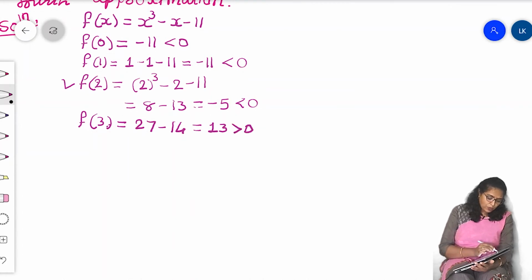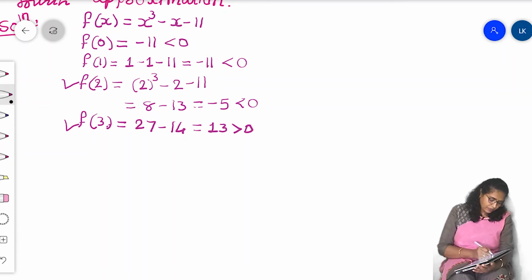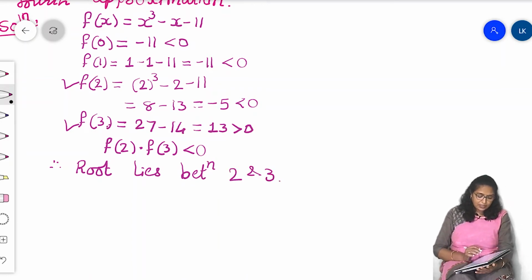F of 2 is negative, f of 3 is positive. The two consecutive values are 2 and 3 such that f2 into f3 is less than 0. Here we write the condition f2 into f3 is less than 0. Therefore, we stop here, and the root lies between 2 and 3 because f2 into f3 is less than 0.